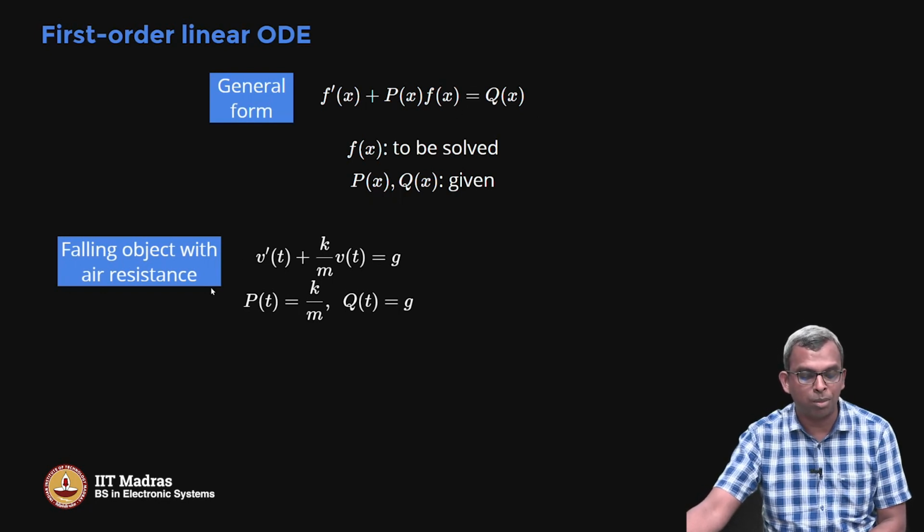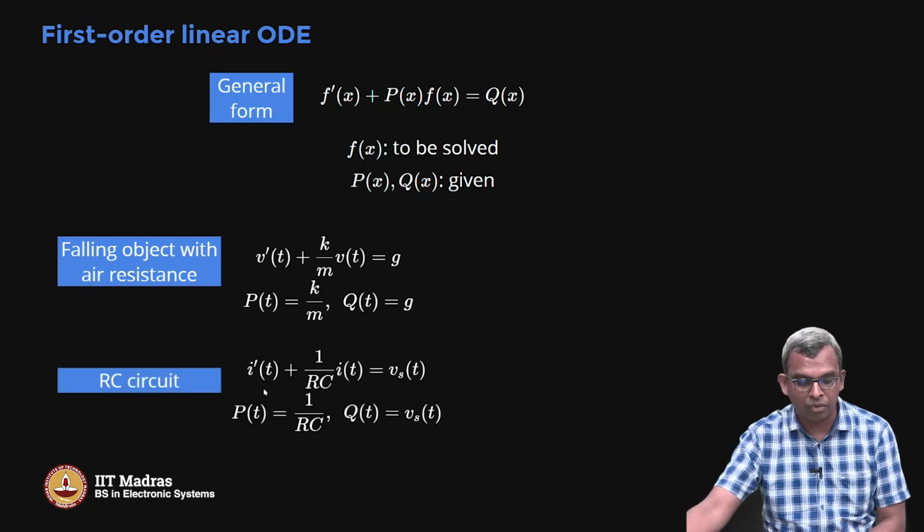I just want to show you all the examples we saw fit into this form. Okay, so if you look at falling object with air resistance, v prime of t plus k by m v of t equals g. So f prime is there, f is there. What is p of t? It's k by m, it's a constant, and q of t is also constant, g. Okay, so this is the most interesting case, constant coefficients, linear ODEs. These are the nicest possible things. We'll see solutions for them particularly.